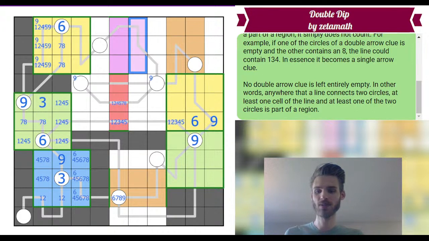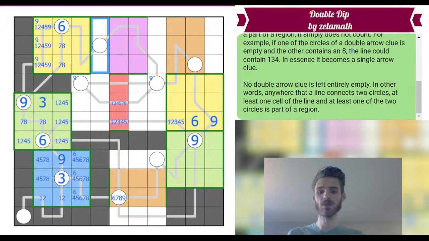Okay, so obviously purple can't go any higher or lower. So if this cell is not in, then these would be 1, 2, 3, and this would have no value. So this is in. Very nice, very nice.